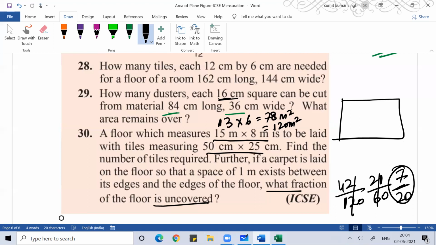How much part is uncovered? What fraction of floor is uncovered? That will be 7 by 20. Yes, sir.